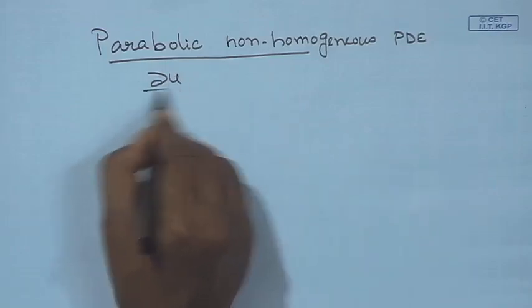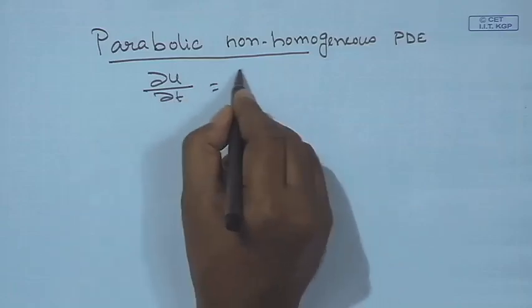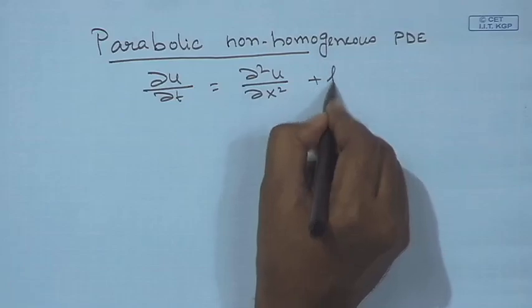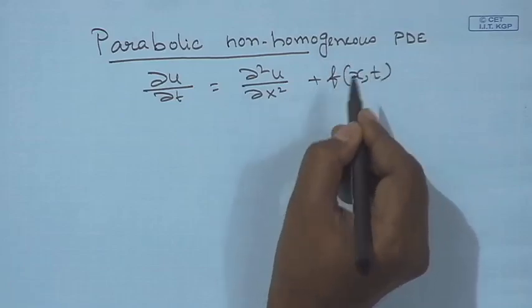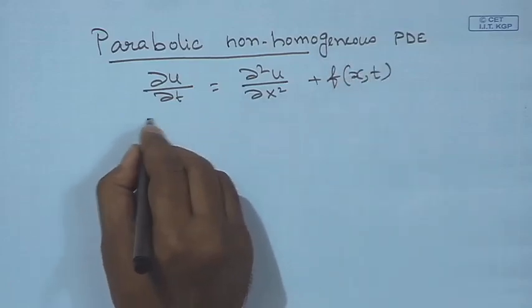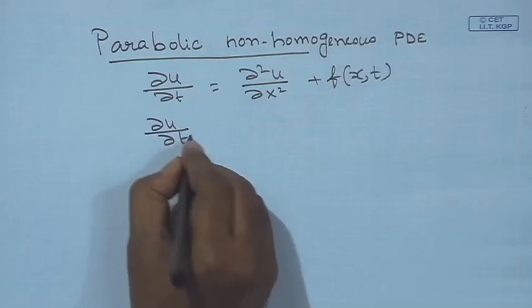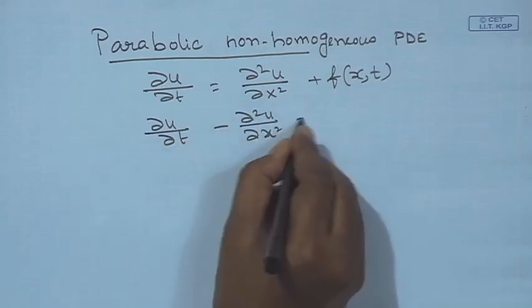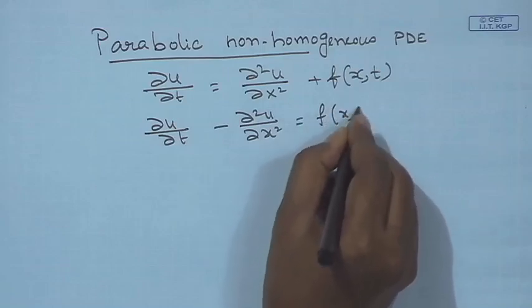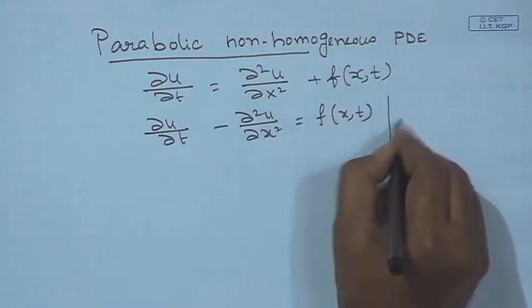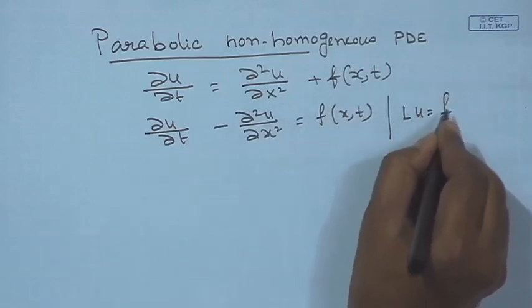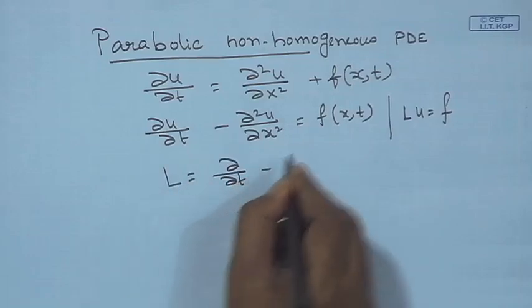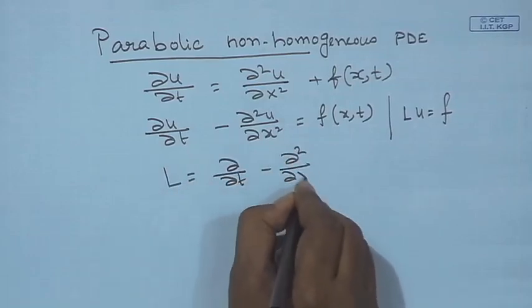So, the governing equation of this problem is del u del t is equal to del square u del x square plus some non-homogeneous term which is a function of x and t both. So, del u del t minus del square u del x square is equal to f of x and t. So, this is in the form of L u is equal to f, where the operator L is del t minus del square del x square.